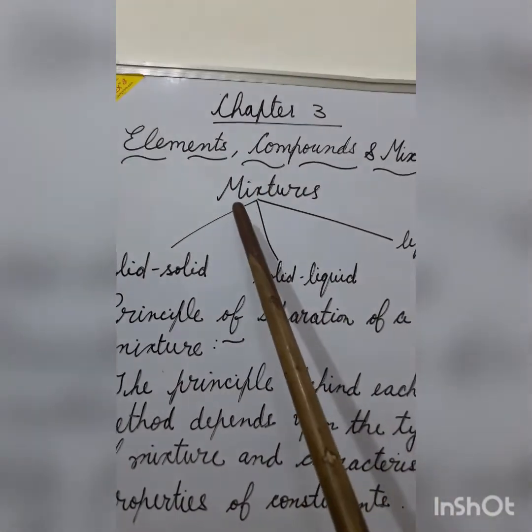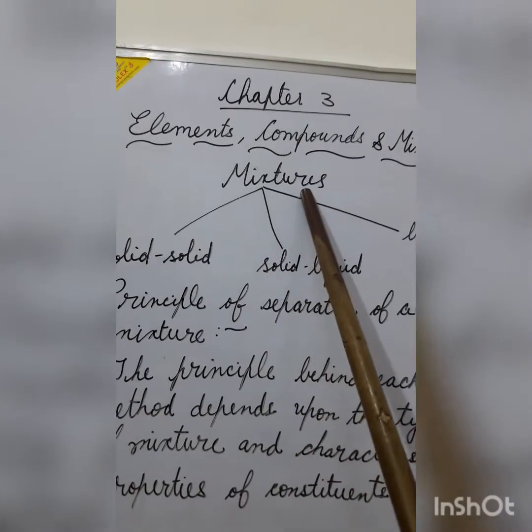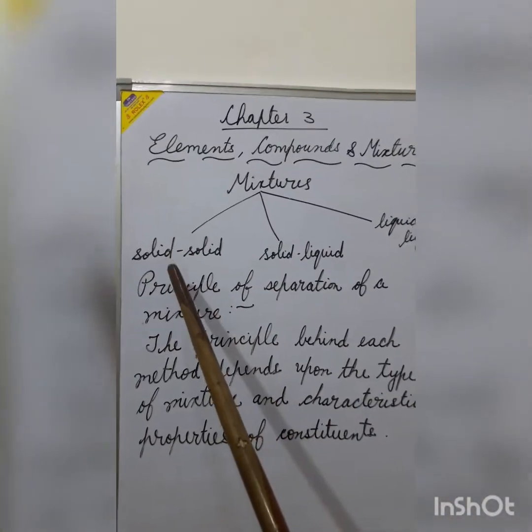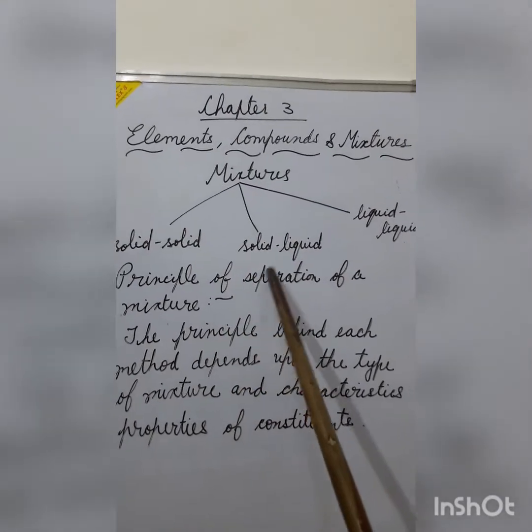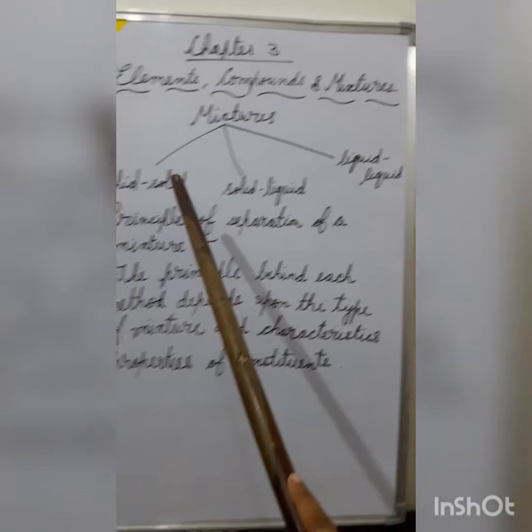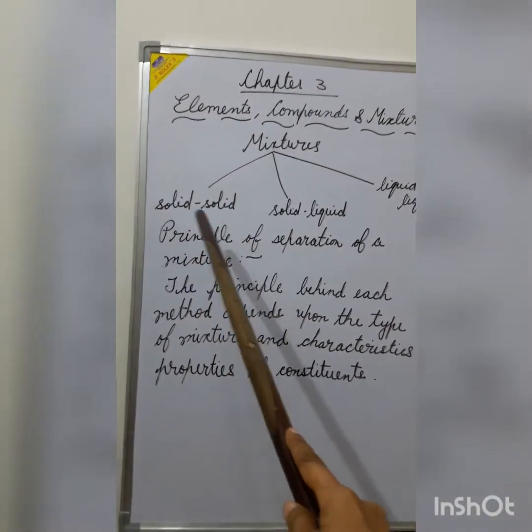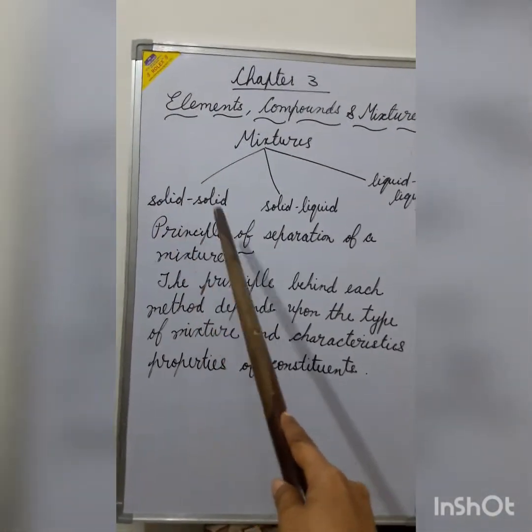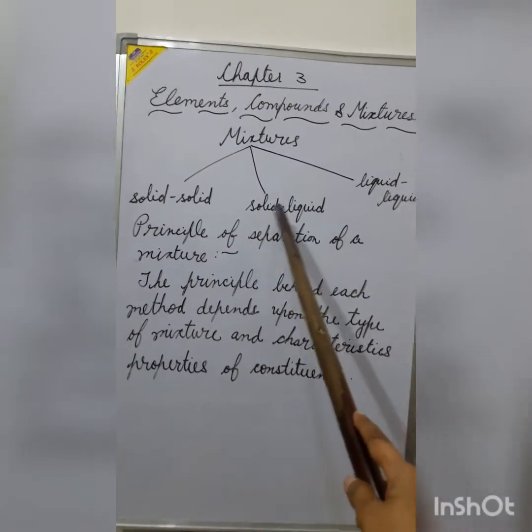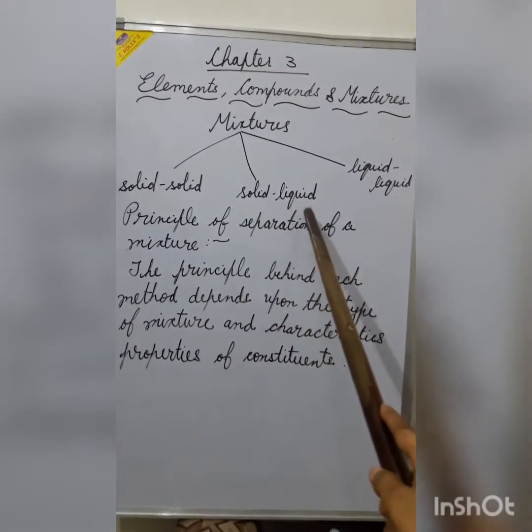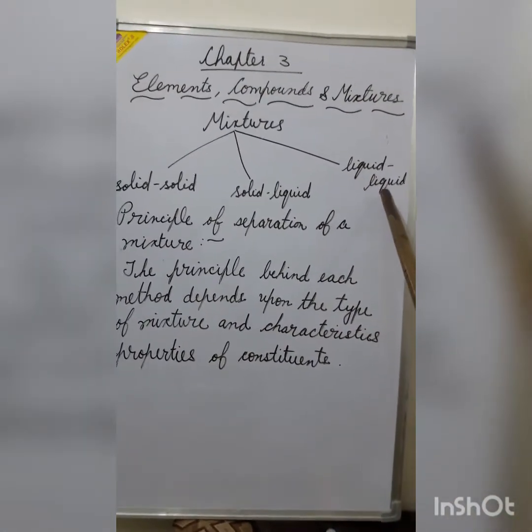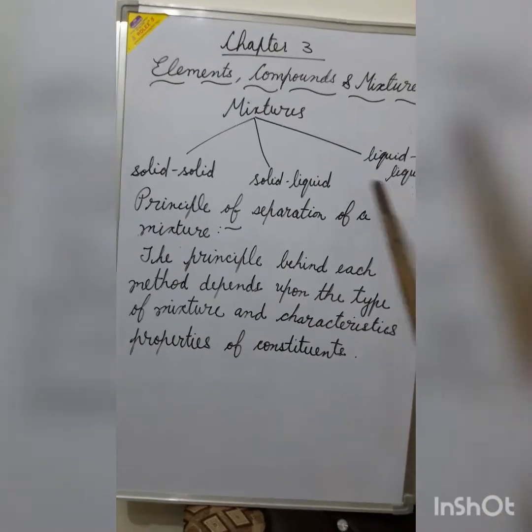Depending on the states of the constituents present in a mixture, the mixture can be divided as solid-solid mixture, solid-liquid mixture, liquid-liquid mixture. That means if all components are solid, then it is a solid-solid mixture. If the components are in liquid state and solid state, then a solid-liquid mixture. And if all the components are in liquid state, then a liquid-liquid mixture.